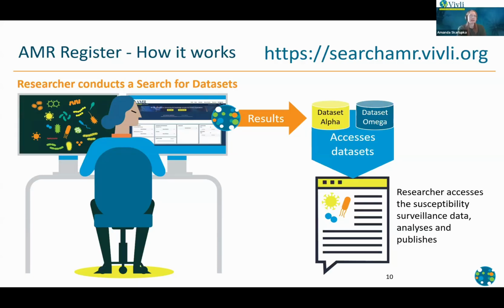They would put in a data request that briefly explains the research that they intend to do with the data, just to ensure that it's a valid and real researcher that's requesting the data. And then after approval, the researcher then accesses the susceptibility surveillance data. They do their analyses, and then they publish the results.